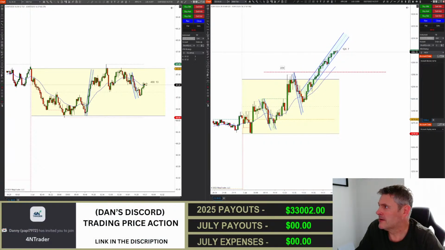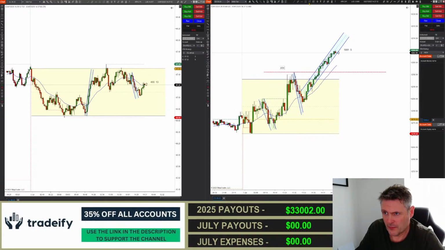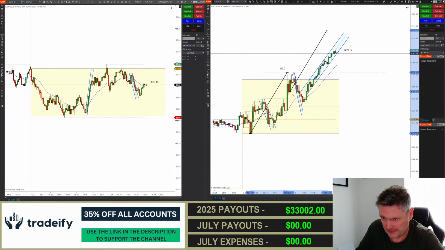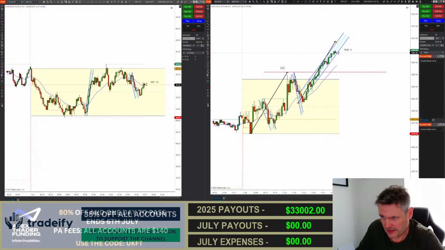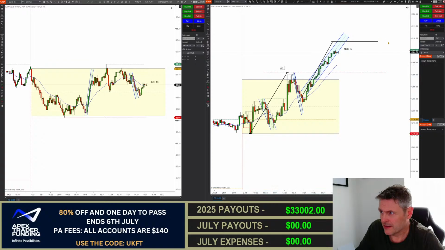It's a bit early. I'd rather wait and see what other people have, but what I will suggest is we see if we can get a second leg up there. It's looking like it. Let me just have a look at charts.